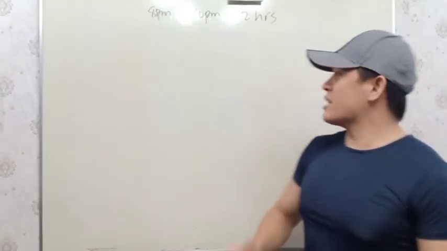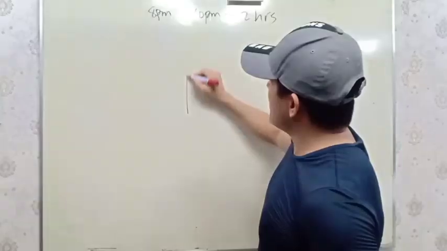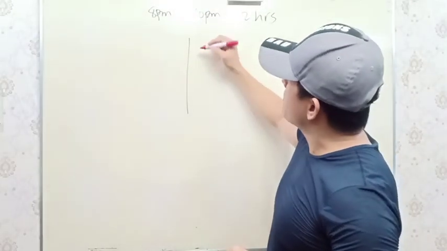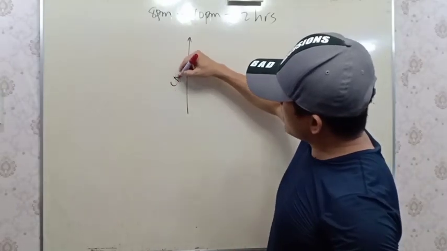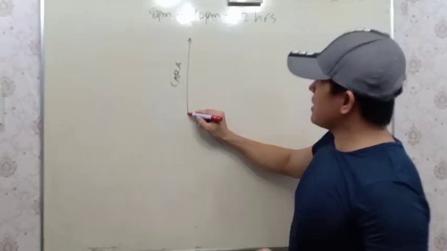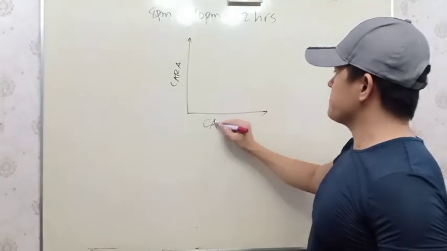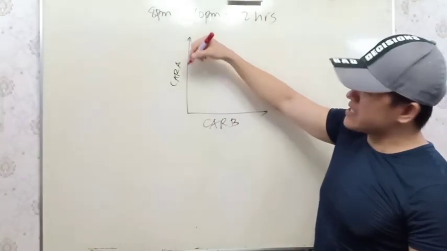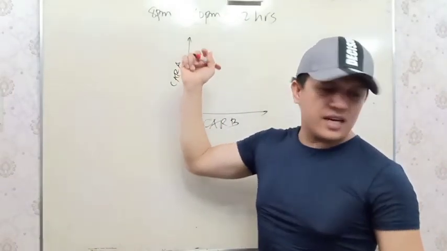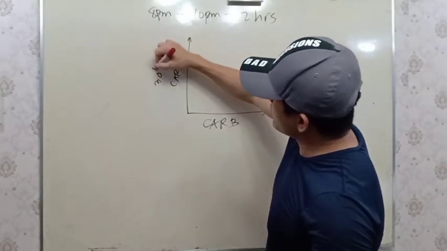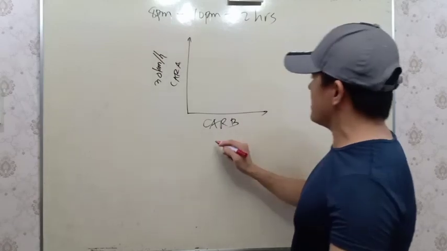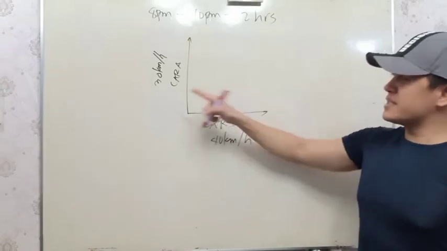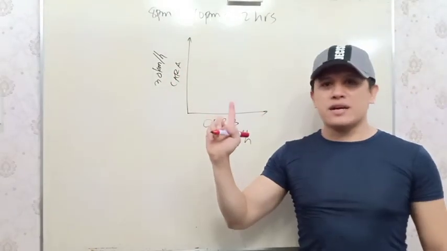Okay, one travels north. Shall we say car A travels north, and car B to the east. For 2 hours, car A travels at 30 kilometers per hour, and car B is 40 kilometers per hour. Now as you can see here, per hour, that means in 1 hour there are 30 kilometers.